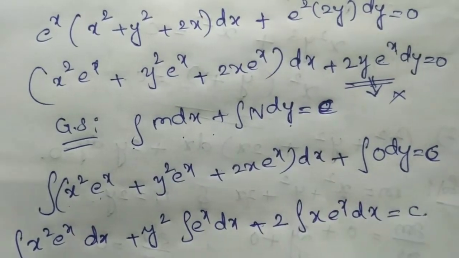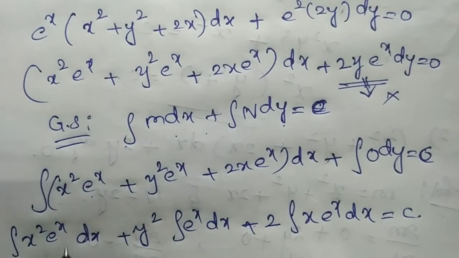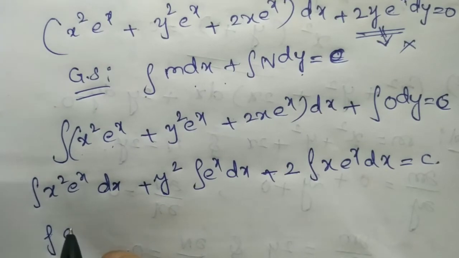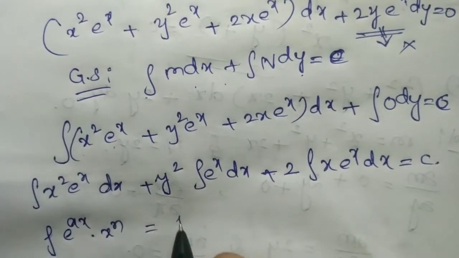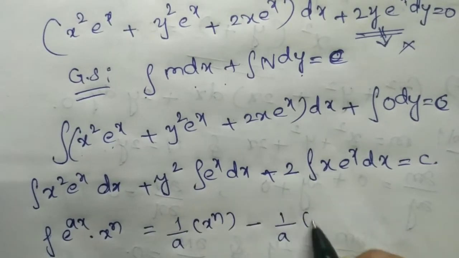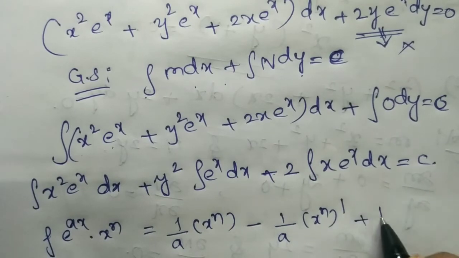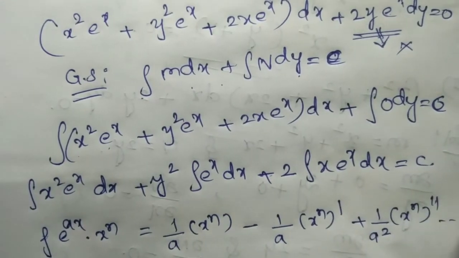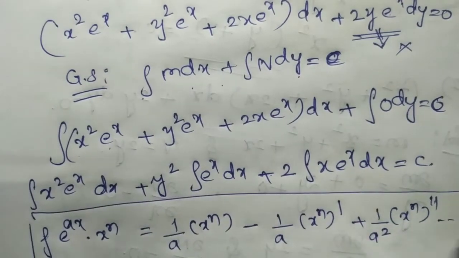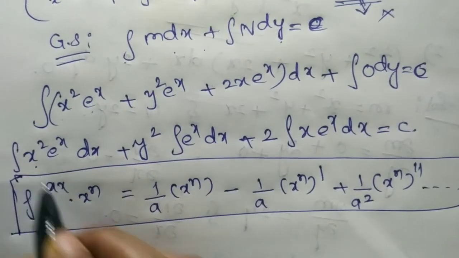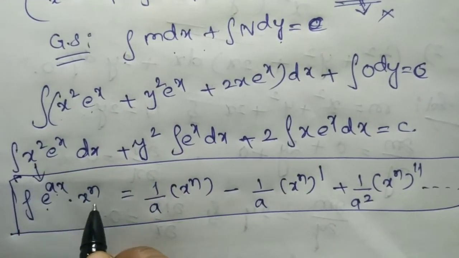So here I am using one formula, that is integration of e power ax into x power n equals (1 by a) x power n minus (1 by a square) x power n dash plus (1 by a cube) x power n double dash and so on. So this is the formula. So here, suppose x square e power x.